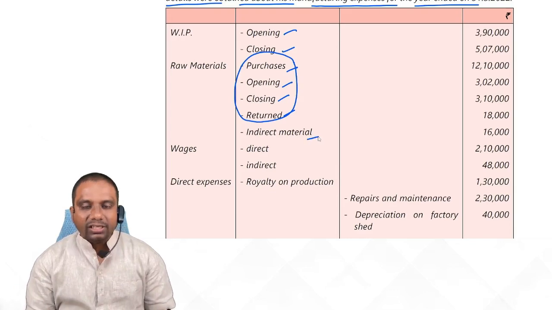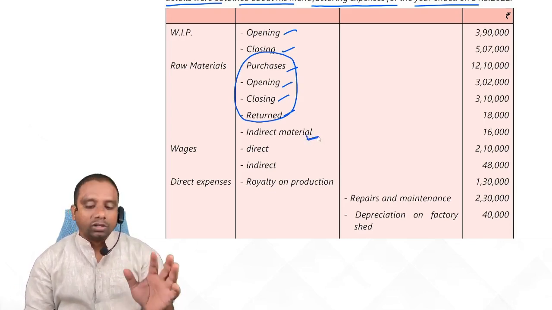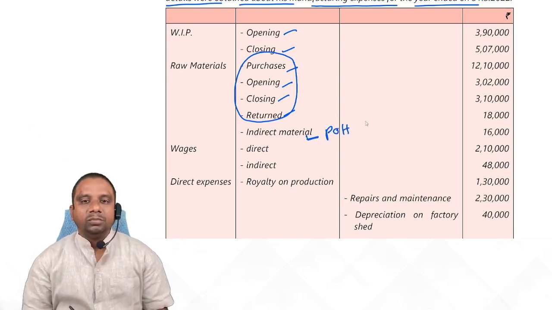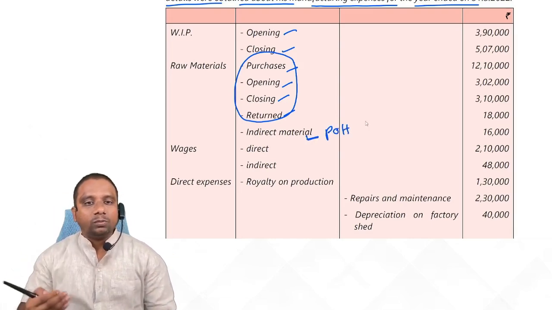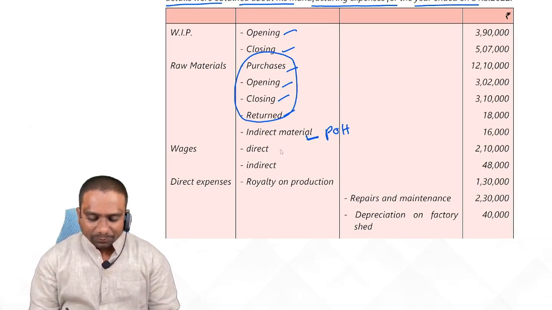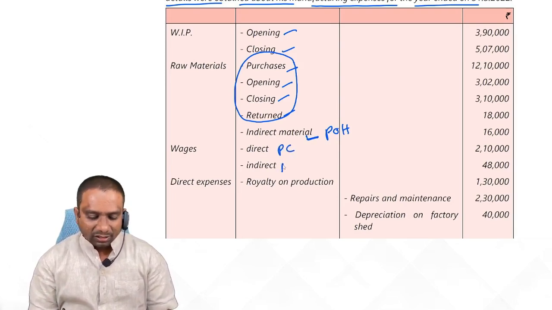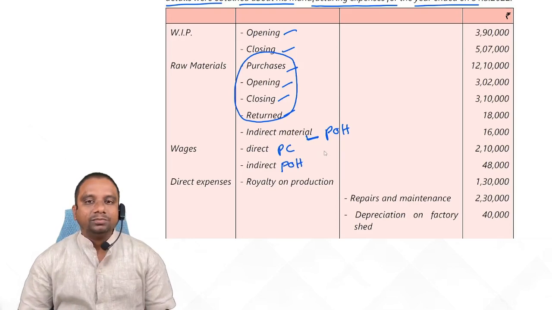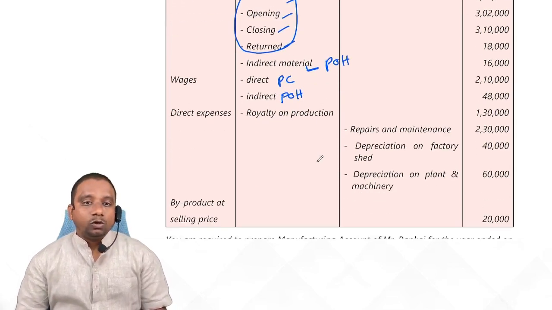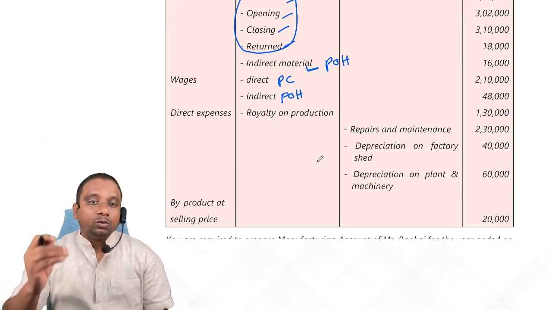Next, indirect material, P&L account debit. Sorry, indirect material is considered under production overhead, because first we have to write prime cost. After that, production overhead. Next, wages, prime cost; indirect wages, production overhead. Okay, both are debited to the manufacturing account. But first we have to write prime cost.